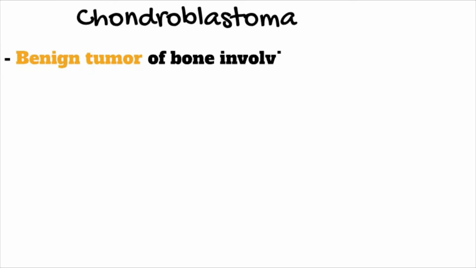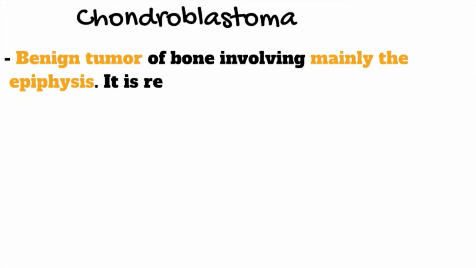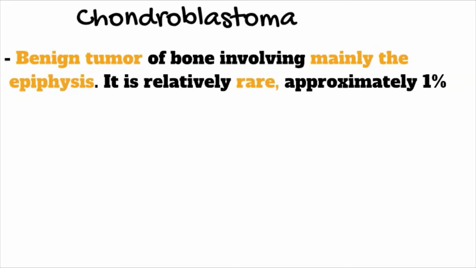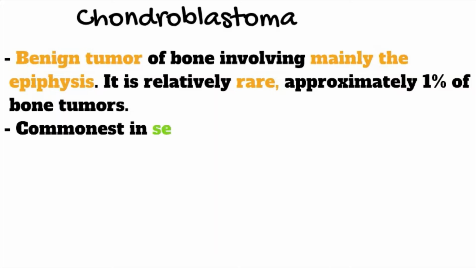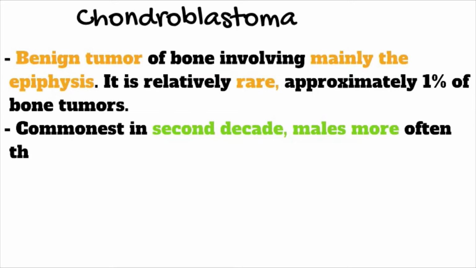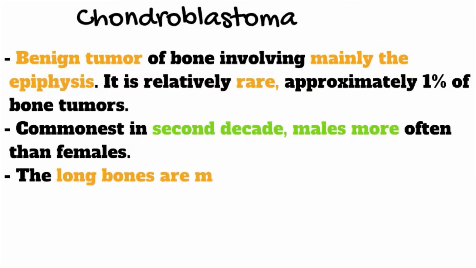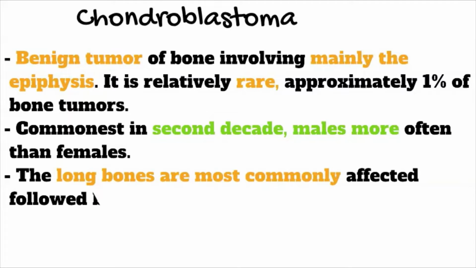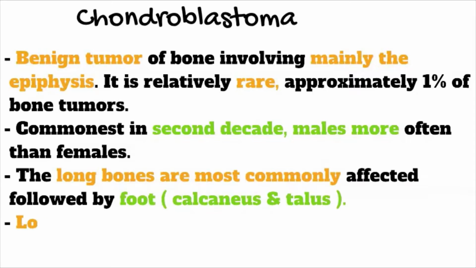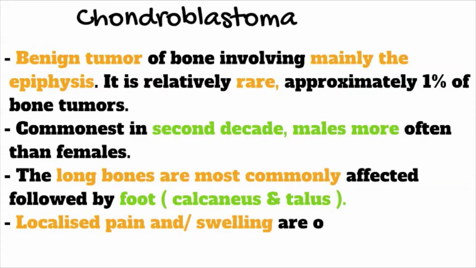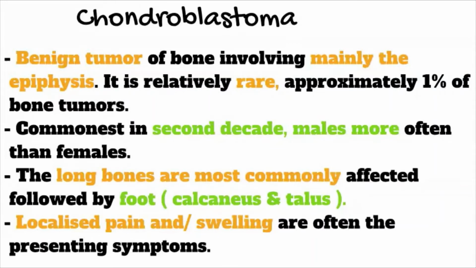For chondroblastoma, it is a benign tumor of bone involving mainly the epiphysis. It is relatively rare, accounting for approximately 1% of bone tumors. It can affect a wide age range, but it is most common in the second decade, males more than females. The long bones are most commonly affected, followed by the foot, the calcaneus and talus. Localized pain or swelling are often the presenting symptom.